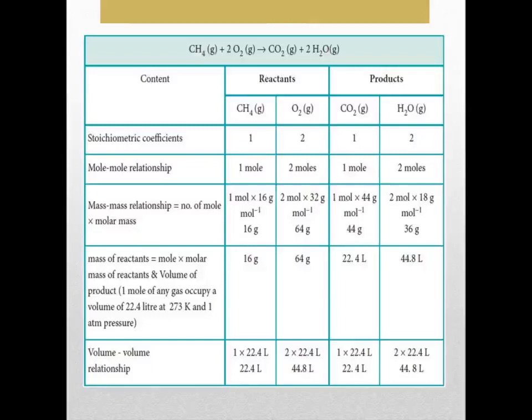In this way you have to find mass of reactants, so mole into molar mass, you will get the answer, okay. This is the stoichiometric calculations, okay. Have you understood, children?